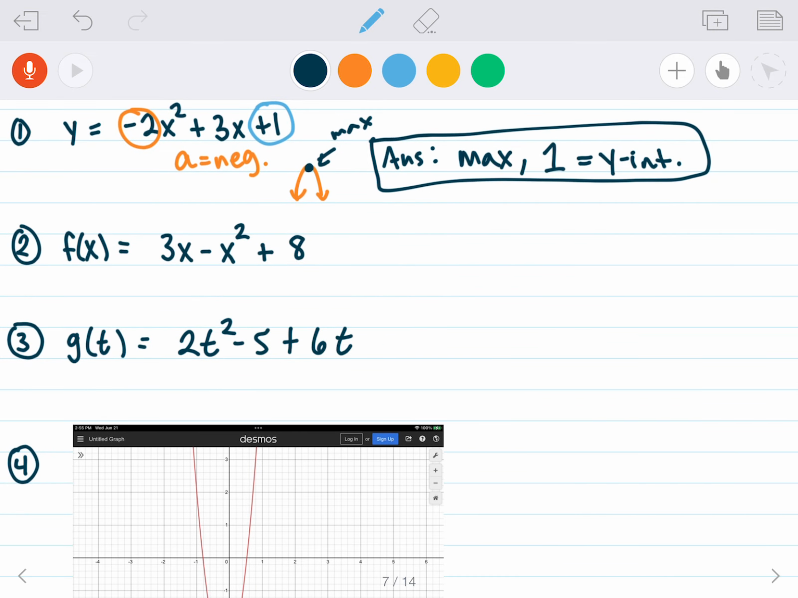So the first thing we need to do is rearrange this, because in standard form, we always want the square term to come first, and then the regular x term, and then the constant at the end. So I'm going to do a little switch right here. Just rewrite it. This is going to be negative x squared, a positive 3x, and a positive 8. And when I do that, I can see that, again, A is negative, and so, again, I have a maximum, frowny face. And then my y-intercept is going to be 8.